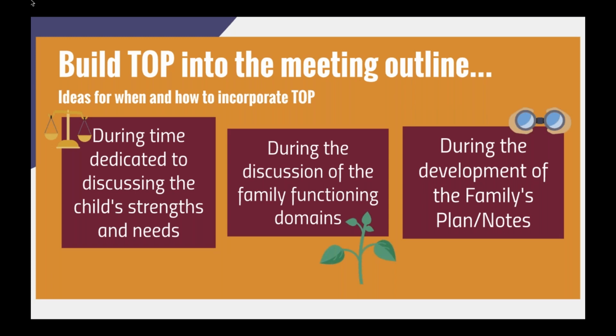So building TOP into the meeting outline, here's just some examples of when and how to incorporate TOP, so different parts of the process. So during the time dedicated to discussing the child's strengths and needs, this is really critical because TOP lays all of that out right on the page for you. You can see where everybody agrees that the child is in the healthy range for any number of domains, and that really speaks to that child's strengths. That really speaks to everybody's perspective on what's going on with the child.